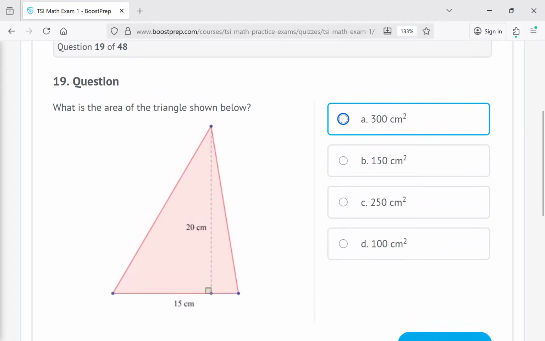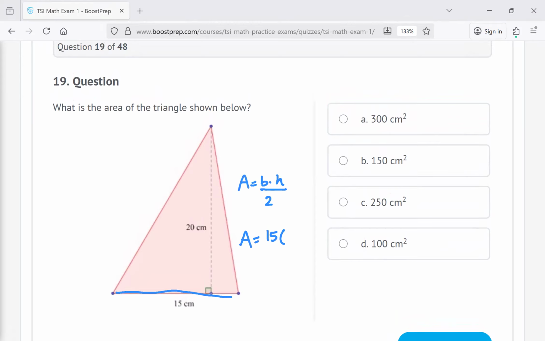So what do we know about the area of a triangle? The area of a triangle is base times height all over 2. So my base is 15, right? This is my base. My height is 20, and then it's all over 2. Put that in the calculator, and what do you get? 15 times 20 divided by 2 is 150. Letter B.